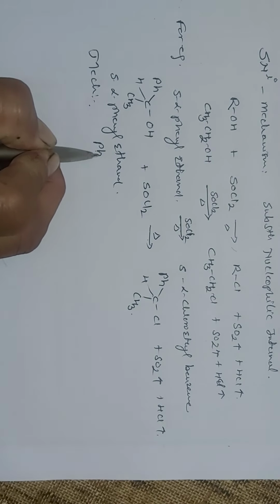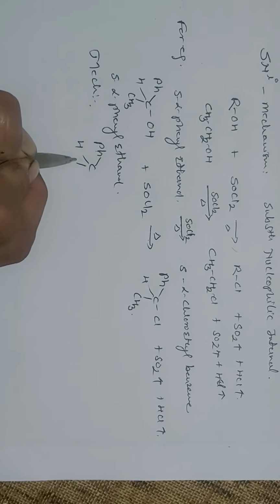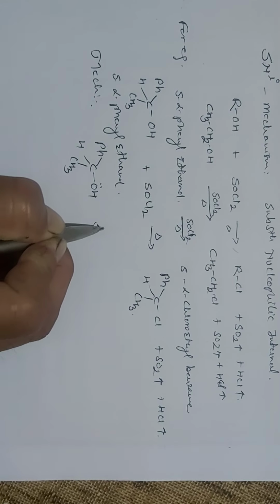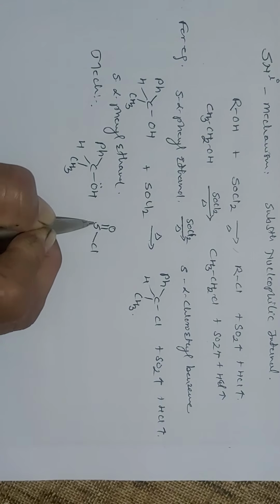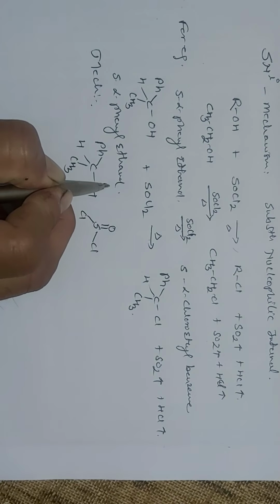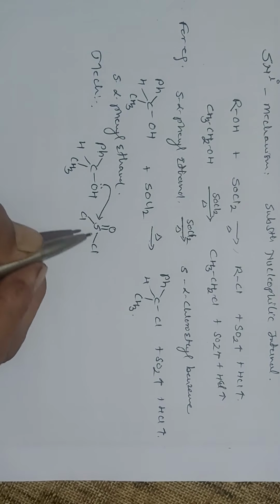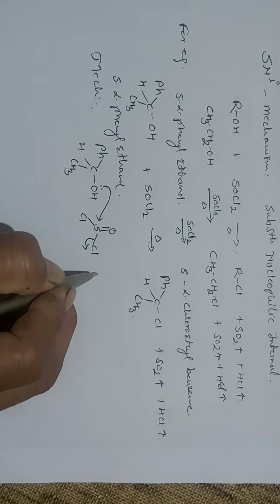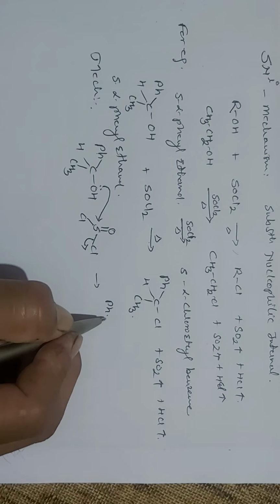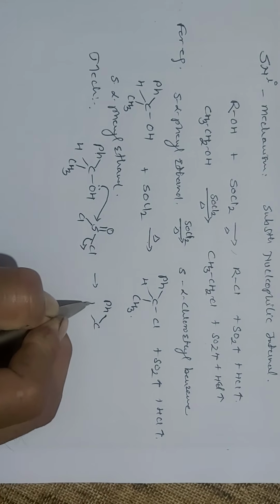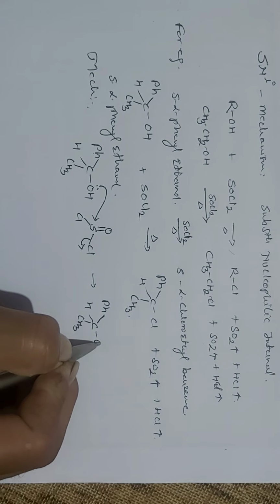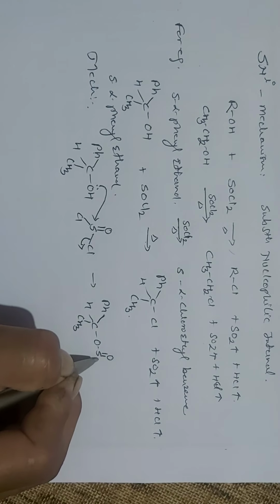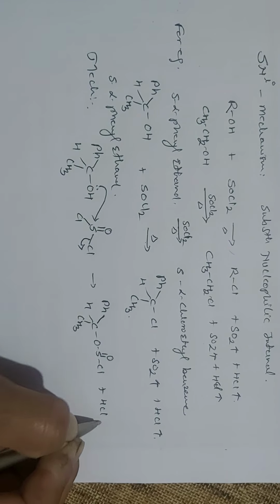So here your ethanol molecule reacts with thionyl chloride, where the lone pair of electrons on the oxygen is donated to the sulfur of thionyl chloride and the chlorine is liberated, which gives you the formation of alkyl chlorosulfite plus HCl.